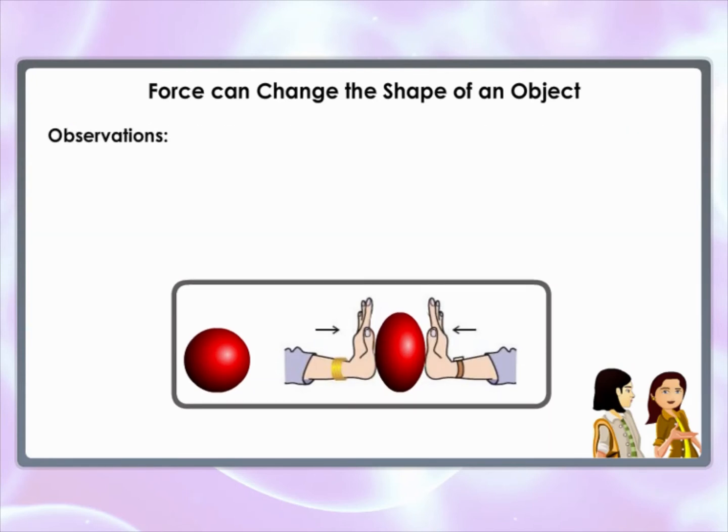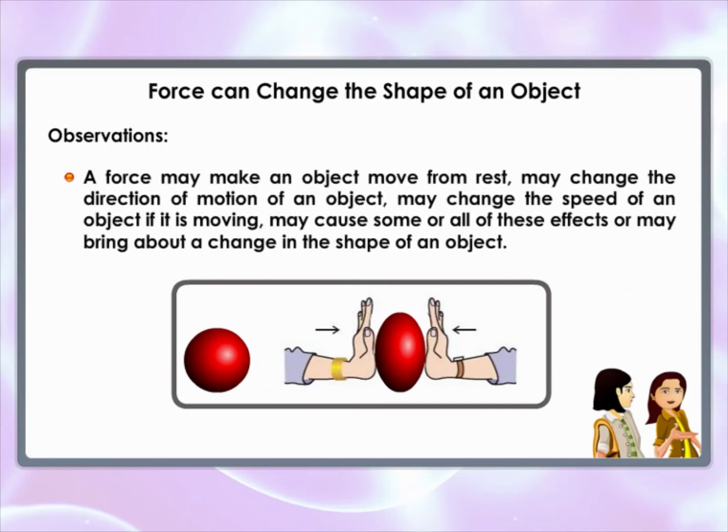Having performed this activity, we can realize that a force may make an object move from rest, may change the speed of an object if it is moving, may change the direction of motion of an object, may bring about a change in the shape of an object, or may cause some or all of these effects. While a force may cause one or more of these effects, it is important to remember that none of these actions can take place without the action of a force.